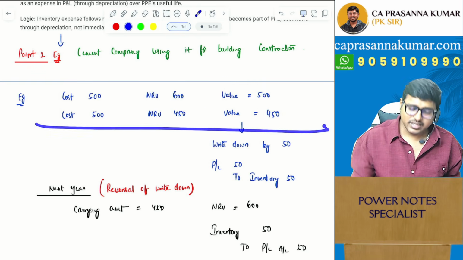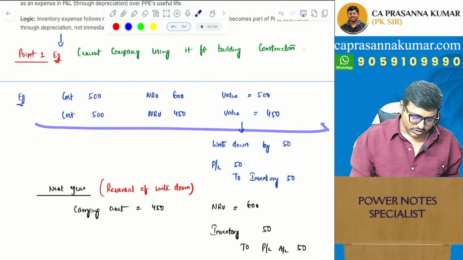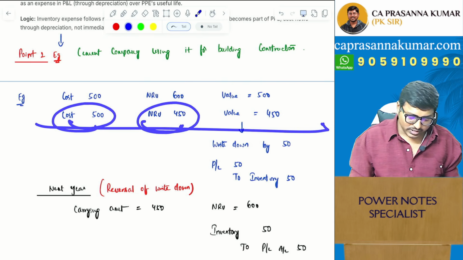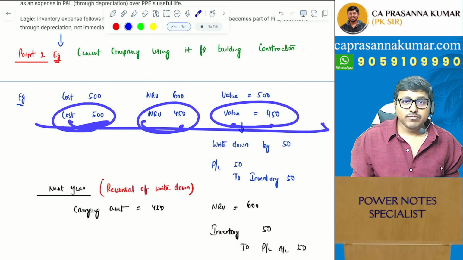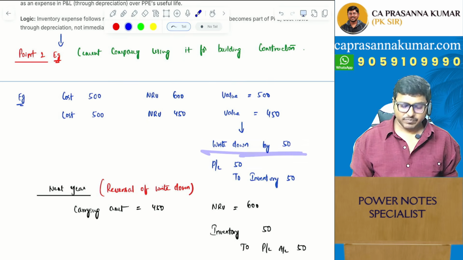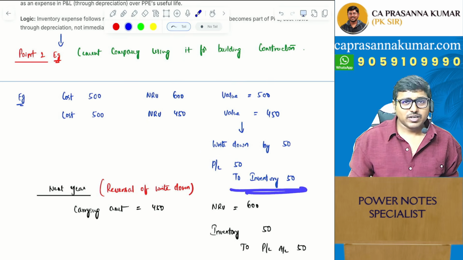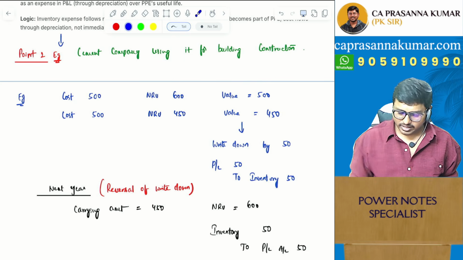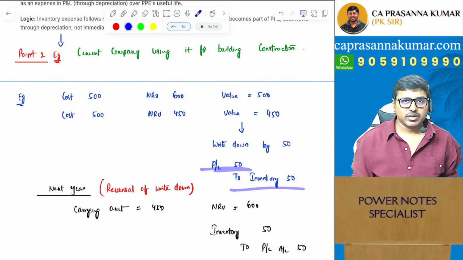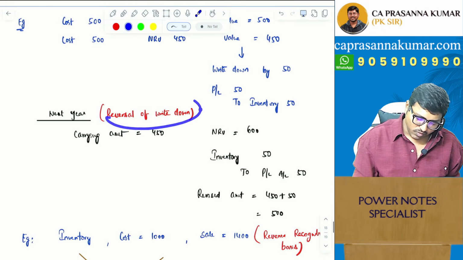But in the second case scenario, will you write down? Yes. Because your cost is 500, NRV is 450. Right now, you're showing inventory in your books at 500. Actually, it should be shown at 450. Therefore, you'll reduce the value by 50. So, write down by 50. The entry will be to inventory, because the asset has to be reduced. Therefore, you will credit by 50. You will be taking that loss to P&L account. So, P&L account debit to inventory. Clear? Okay.